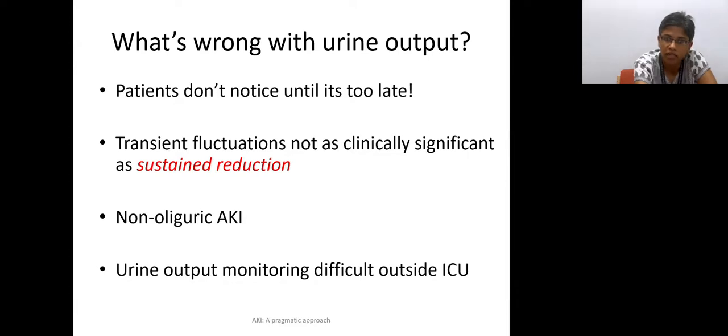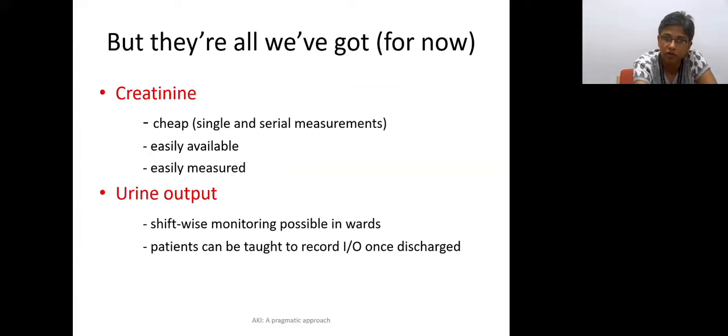And also outside the ICU, urine output may be difficult. But creatinine and urine output are still our best bets in terms of the tools we have to diagnose kidney injury. First of all, creatinine is cheap, it's easily available and easily measured. And urine output, even if you're not able to monitor it hourly, you can monitor it shift-wise in wards, and patients can be taught to record their intake and output even after discharge. They just need to keep a diary of that, and so it's a low-cost way of monitoring.